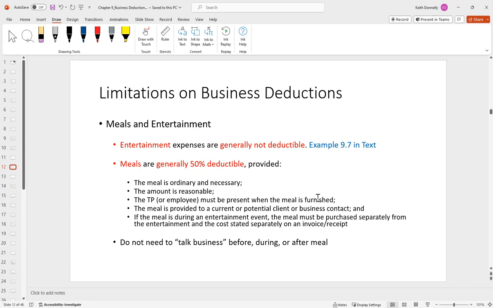So if you look at example 9.7, they show some variations of basically saying, hey, we took a client, we got box seats, and we took them out to dinner, right? Well, the box seats are entertainment, you get nothing for. The dinner, you get 50%, okay?